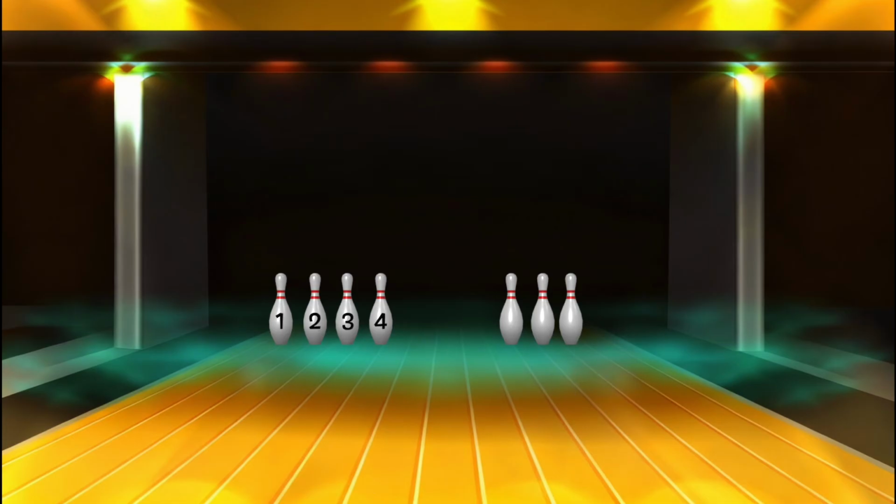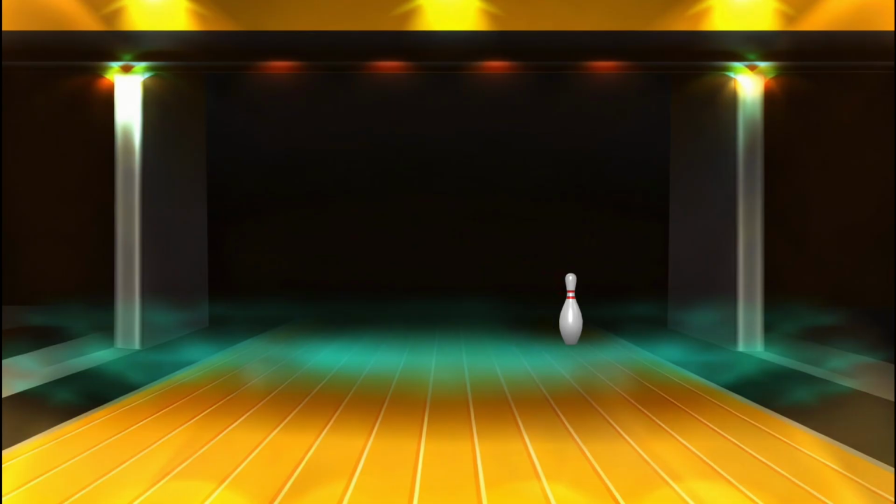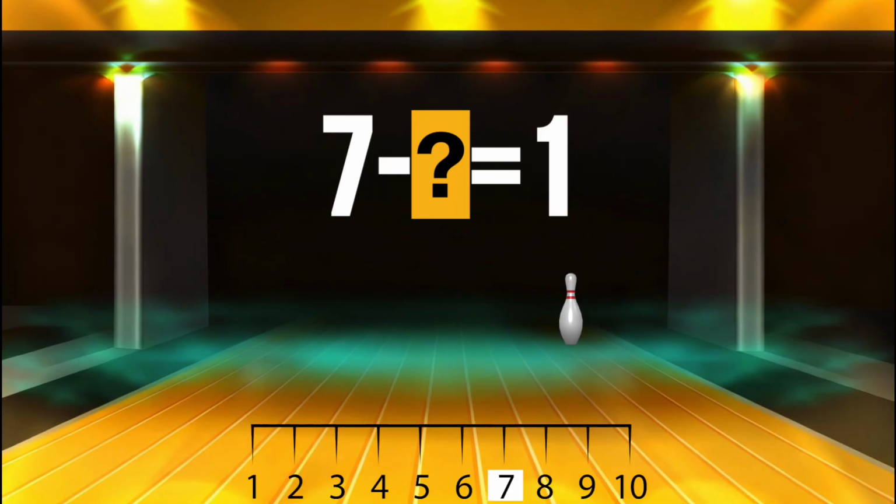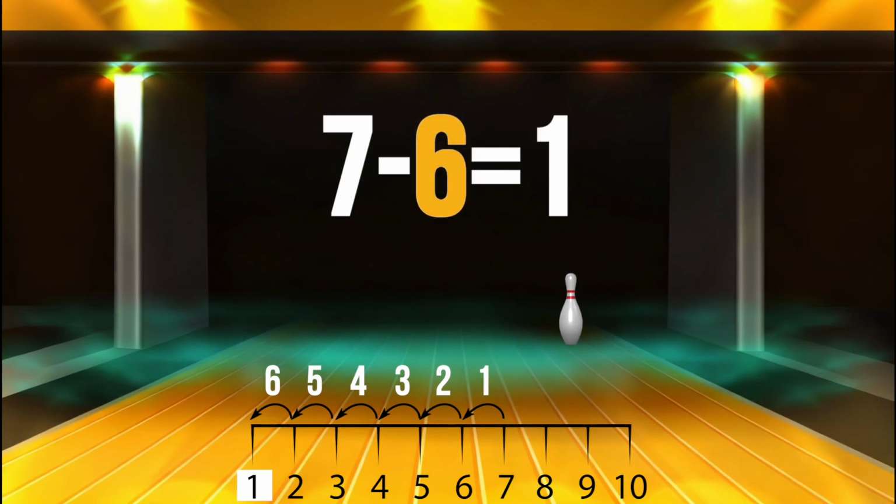We now have 7 pins. The second ball rolls. Only 1 pin is left standing. Our new subtraction sentence is 7 minus what equals 1? Let's count back from 7 to 1. 1, 2, 3, 4, 5, 6. We counted back 6 numbers. That means 6 pins fell from the second ball. 7 minus 6 equals 1.